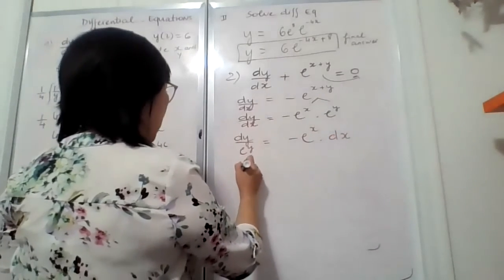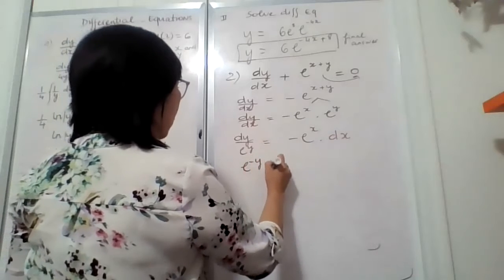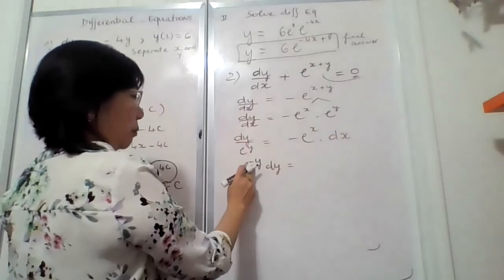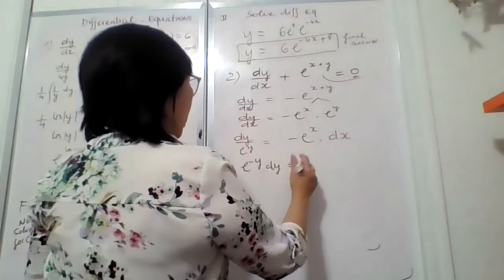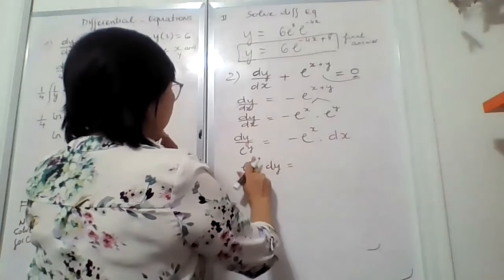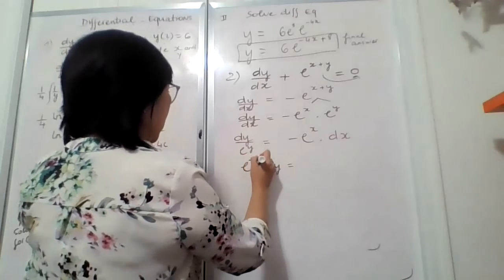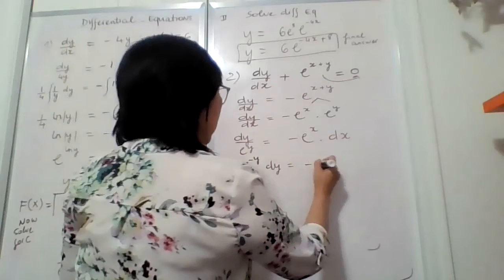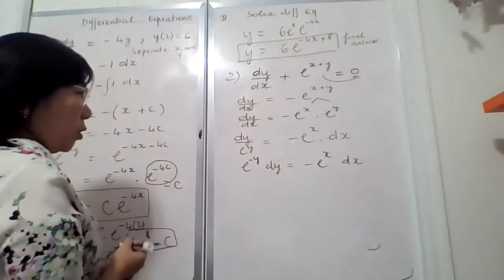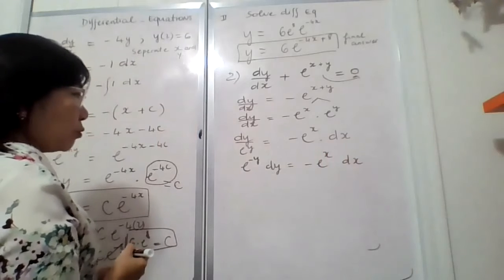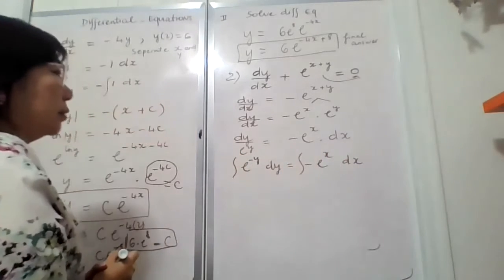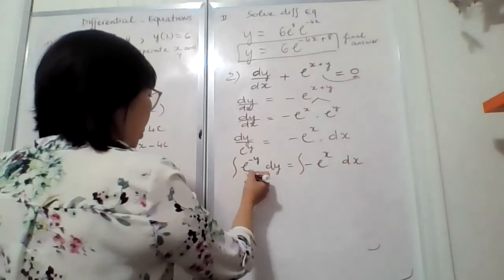So now I'm going to bring this up. So e to the minus y dy will be equal, right? This is positive. When I bring it up, it becomes negative, right? That's a negative power, right? So e to minus y, and let me put it up a little bit so that we know. Okay, so minus e to the x dx. Now at this point, I'm going to integrate both sides, right? So integrate. So what is the integration of e to minus y?